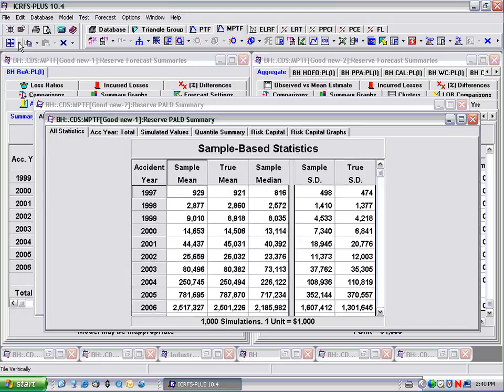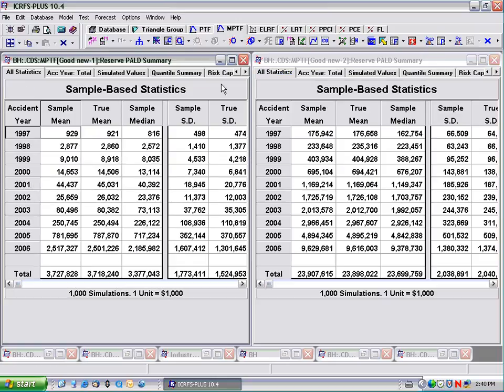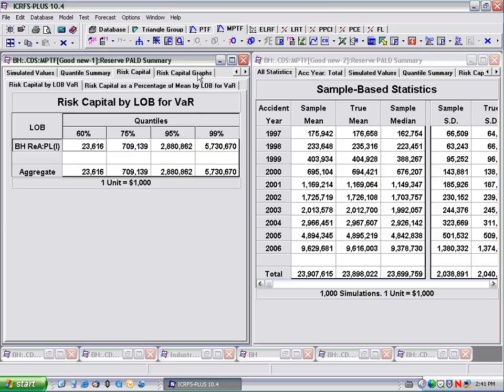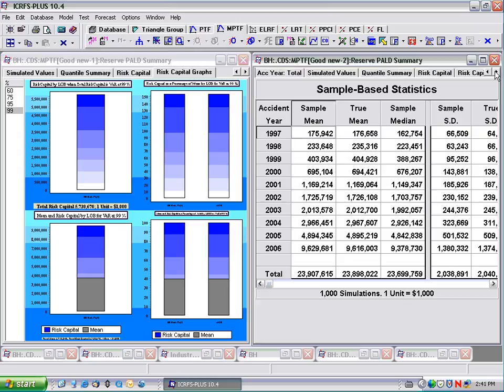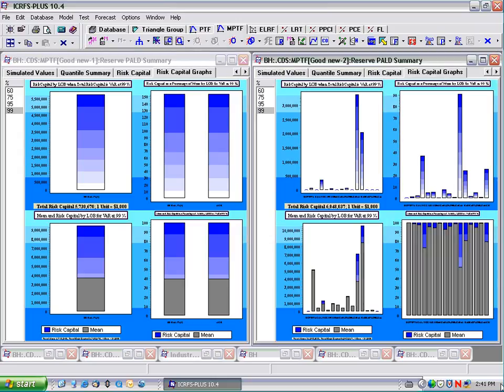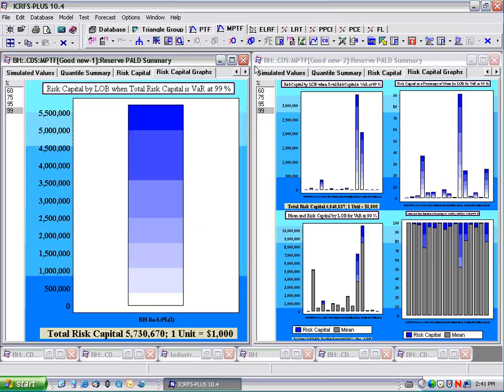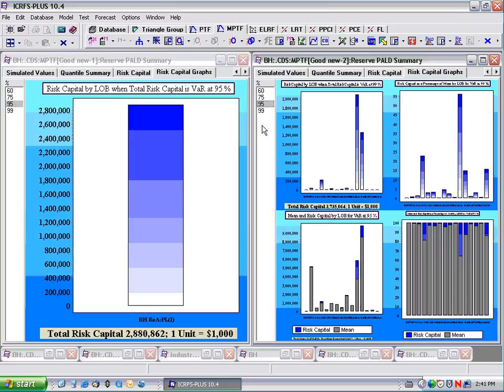And now, tile vertically, minimize other types, and let's look at the risk capital graphs. That's just for OEA on its own. And that's including OEA. So for instance, the total risk capital for OEA, if that's the only line you wrote, right? Let's make it the 95th percentile. 95th percentile here is 2.8 billion. That's if you only wrote OEA on its own. At the 95th percentile, you would need 2.8 billion.